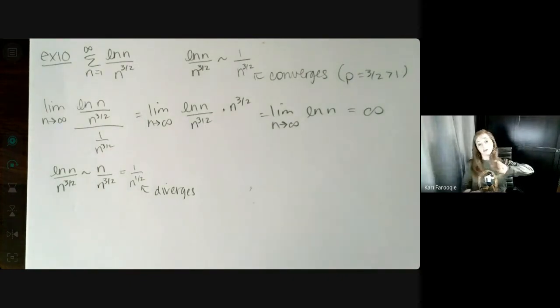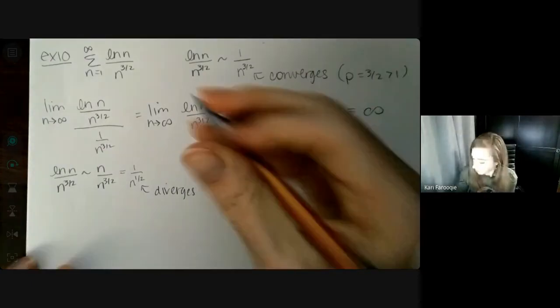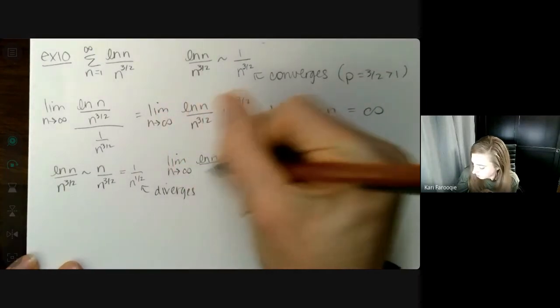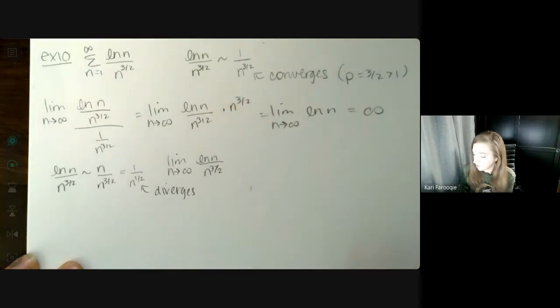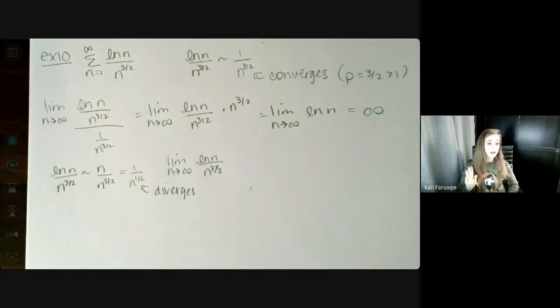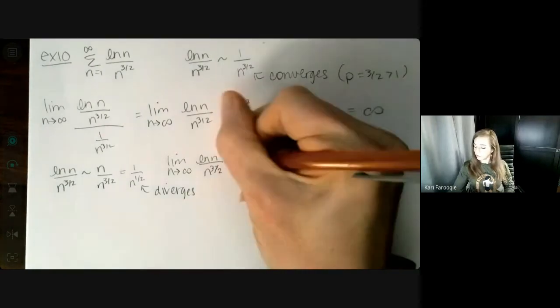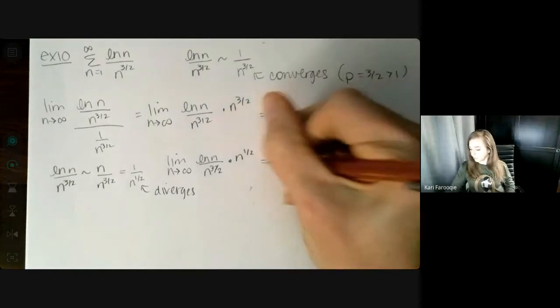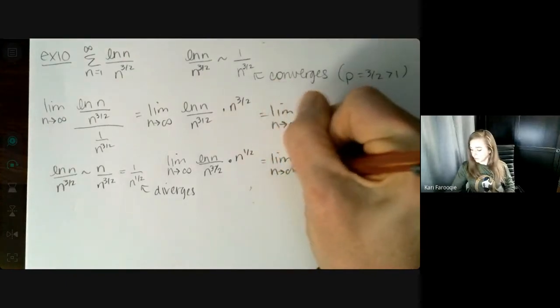So if we get this to work out and give us a limit that's either positive and finite or infinity, then we can say that both series diverge. So let's go ahead and apply the limit here: ln n over n to the 3/2. Instead of dividing by my comparison series, I'm just going to multiply by the reciprocal. I hope we're comfortable with that after this many examples. But now I'm changing it up on you. Makes me feel bad.